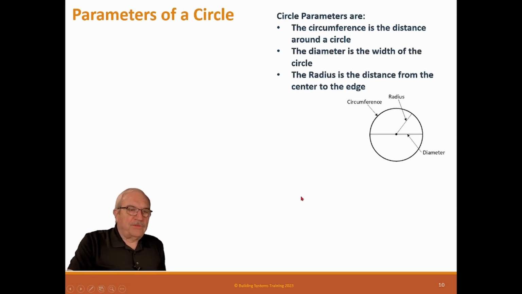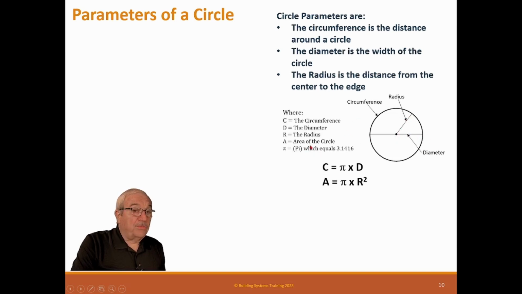Okay, parameters of a circle. A circle comes up a lot in our calculations as technicians, so we need to get a good grip on what the circle is. On a circle, the circumference is the distance around the circle. The diameter is the dimension of the width of the circle, and the radius is from the center point to the edge of the circle. Those are the 3 pieces of a circle that we use a lot.